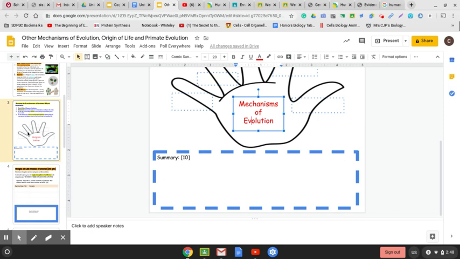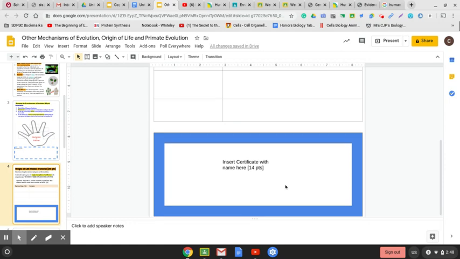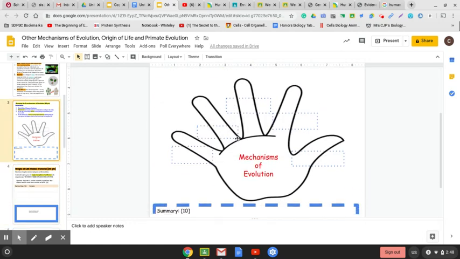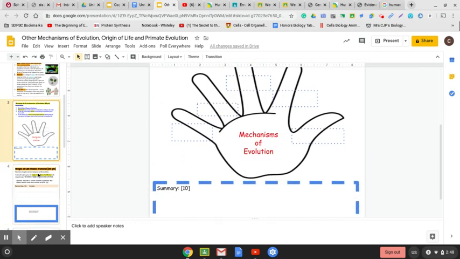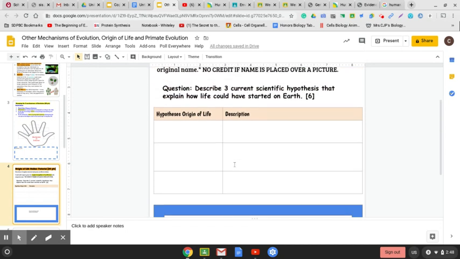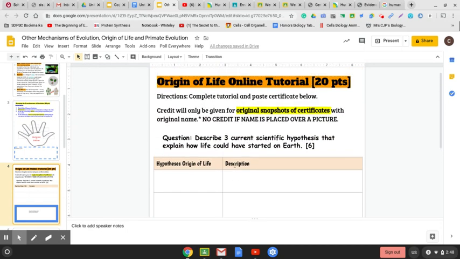All right, and this is the end of that section on mechanisms of evolution. Now we're moving on to origin of life. Origin of life, you're going to do the certificate. Okay, so please, I do not want to see hand-typed names. This is now week 6. I've been telling you guys this from the beginning. So please make sure that it's the original snapshot.